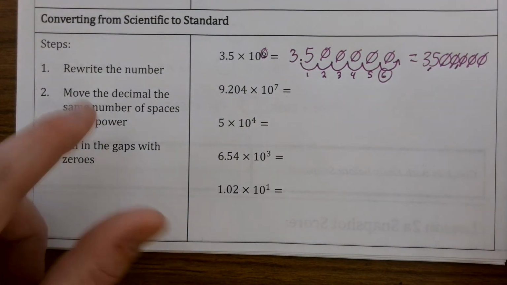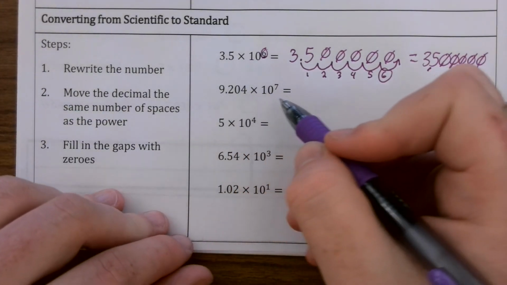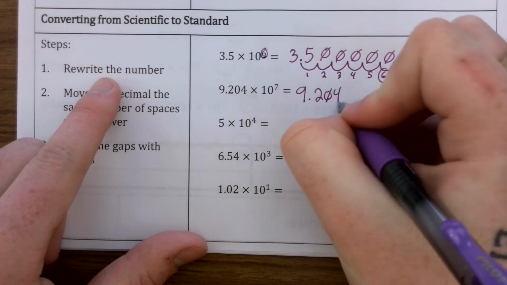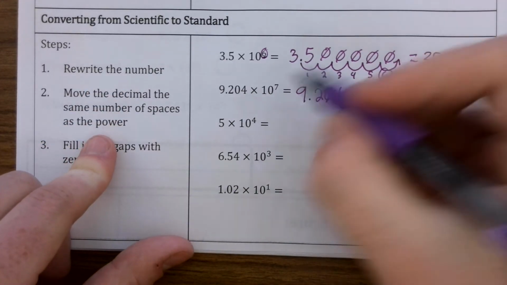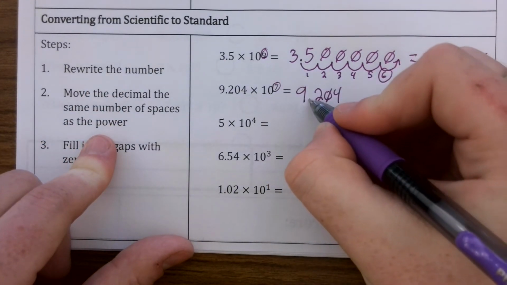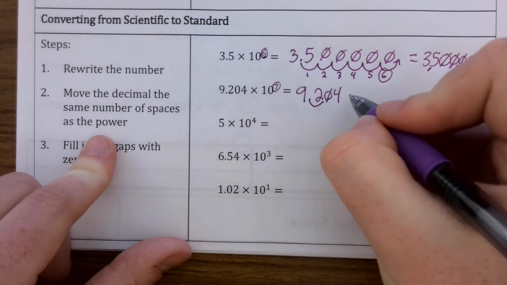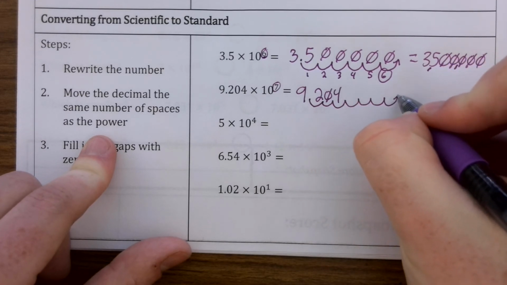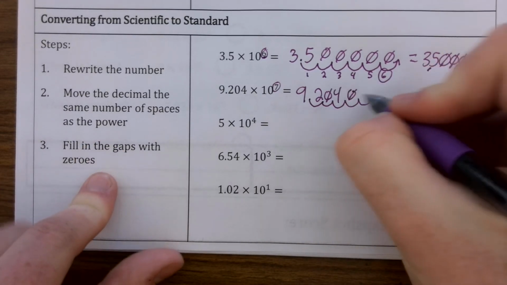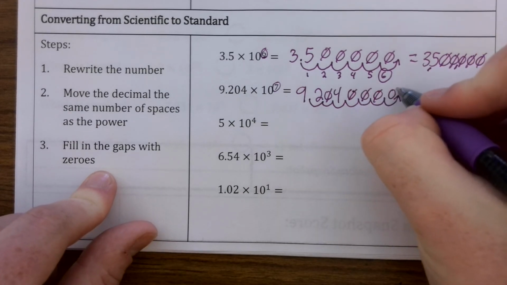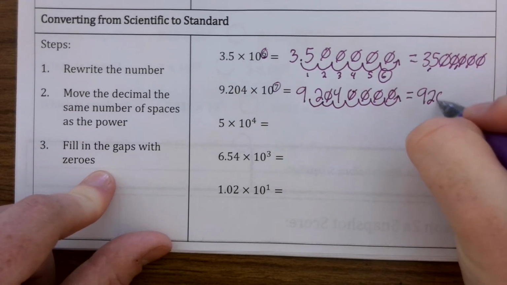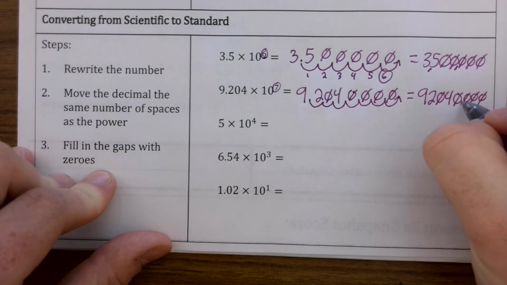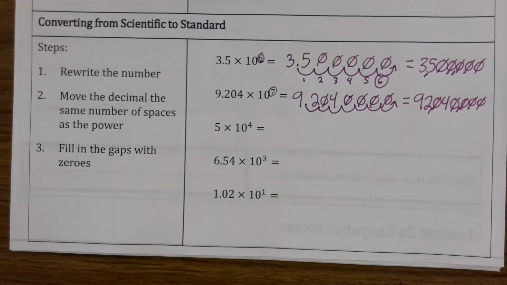Let's do another one. 9.204 times 10 to the 7th. We're going to rewrite the number without scientific notation. So 9.204. We're going to move our decimal 7 spaces to the right, because positive numbers tell us to move our decimal to the right. So 1, 2, 3, 4, 5, 6, 7. Fill in gaps with zeros. And we end up with 9204, 1, 2, 3, 4 zeros, and we can put in some commas if we wanted to.